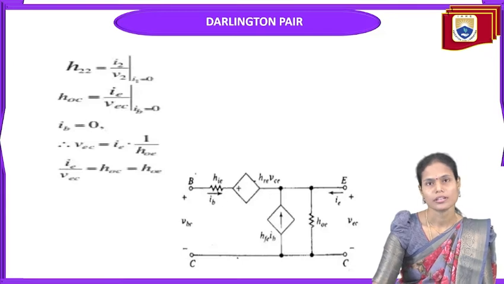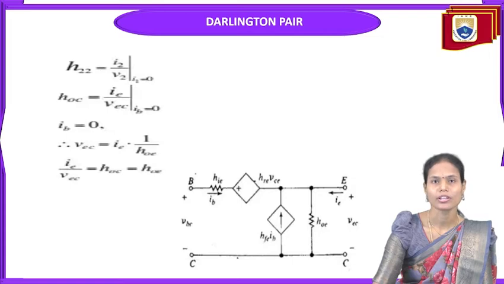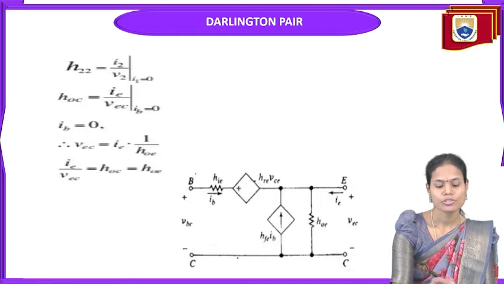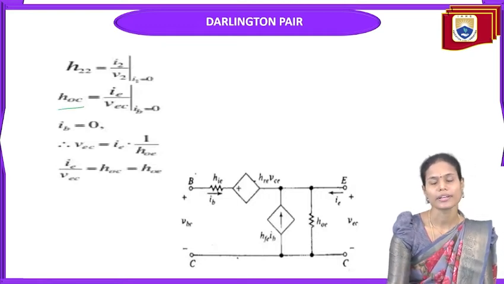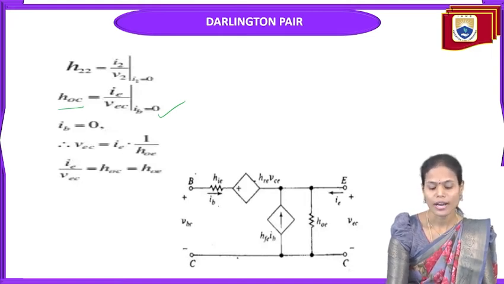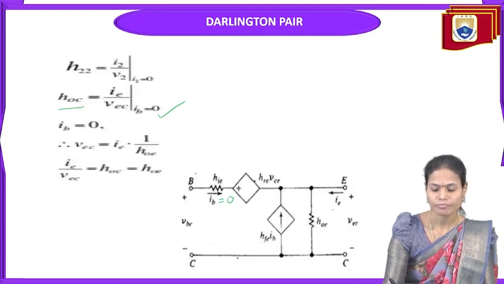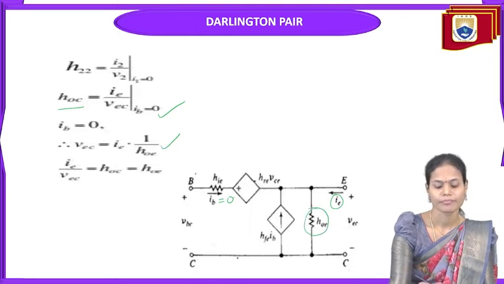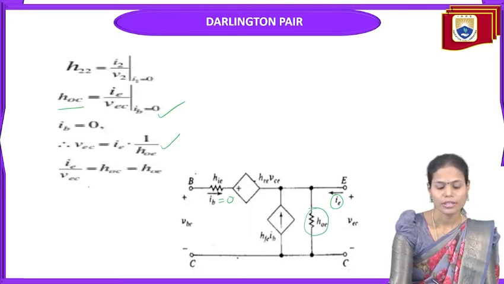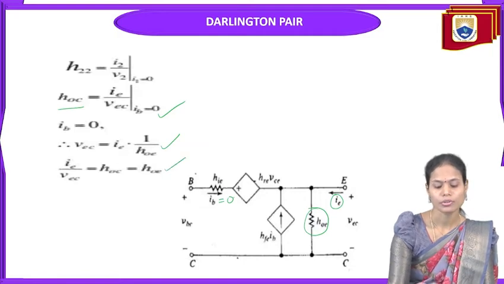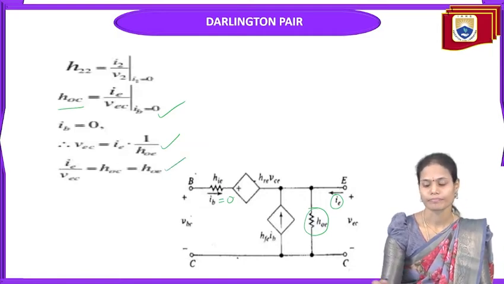And the last parameter here is output admittance, that is output current by output voltage when the input terminals are open circuited. That is nothing but HOC equal to IE by VEC when base current is equal to 0. So when IB equal to 0, we will get VEC equal to the current IE into 1 by HOE. So here IE by VEC is nothing but HOE, that is equal to HOC.